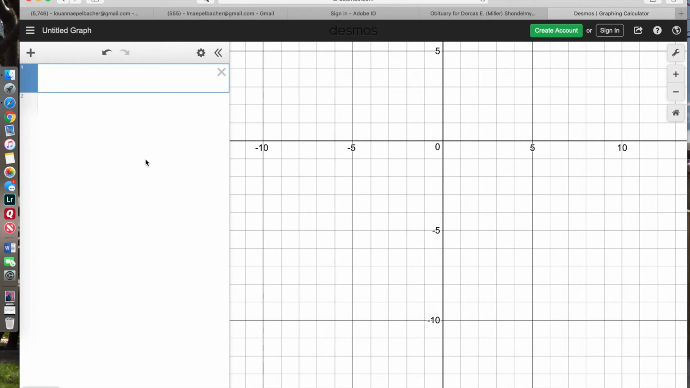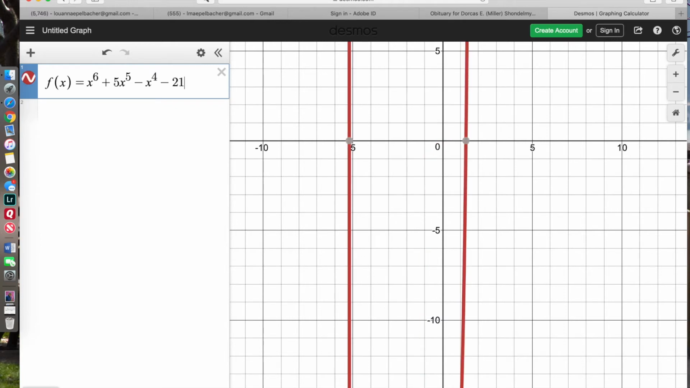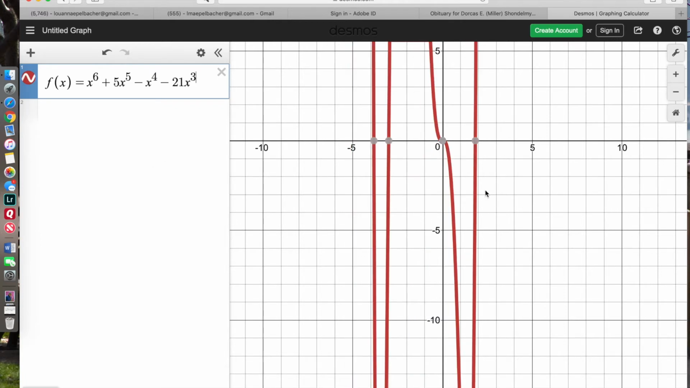So here I'm going to again type f of x, and the purpose of typing f of x is because I'm going to eventually make a table of values, and I need the f of x to be at the top of the y values column. So I've got f of x equals x to the 6th power plus 5x to the 5th power minus x to the 4th power minus 21x to the 3rd power.